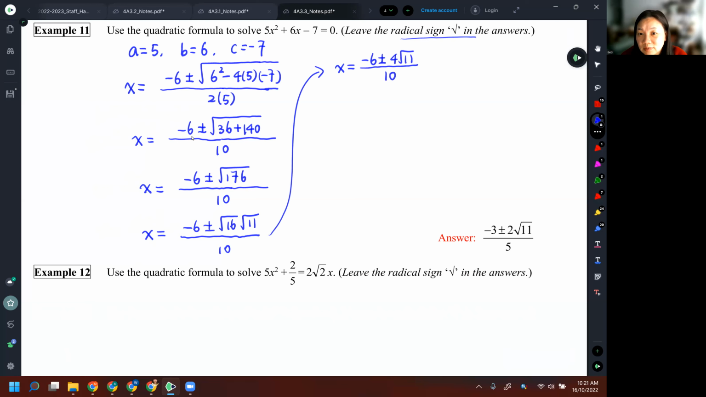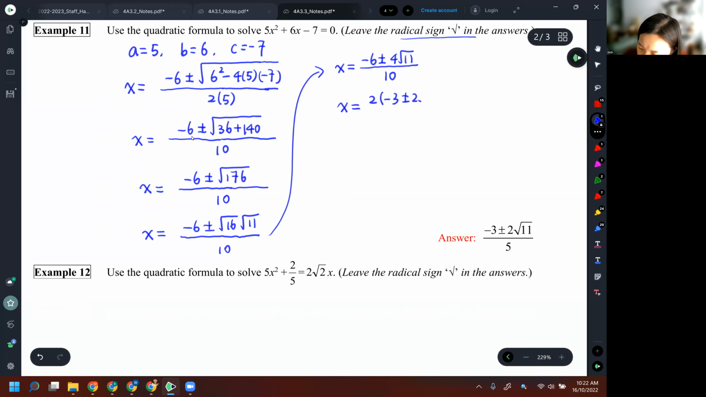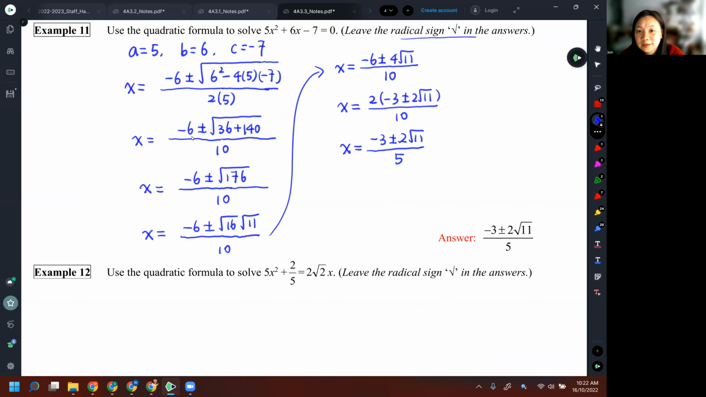Now this is to simplify the radical. You have to also simplify the fraction. Okay? So the answer is in the radical form and also simplified. Okay?